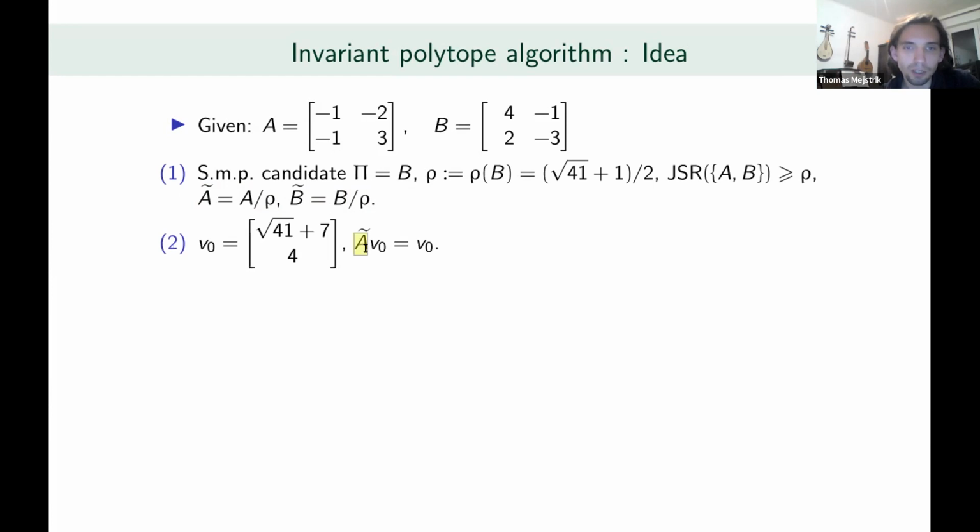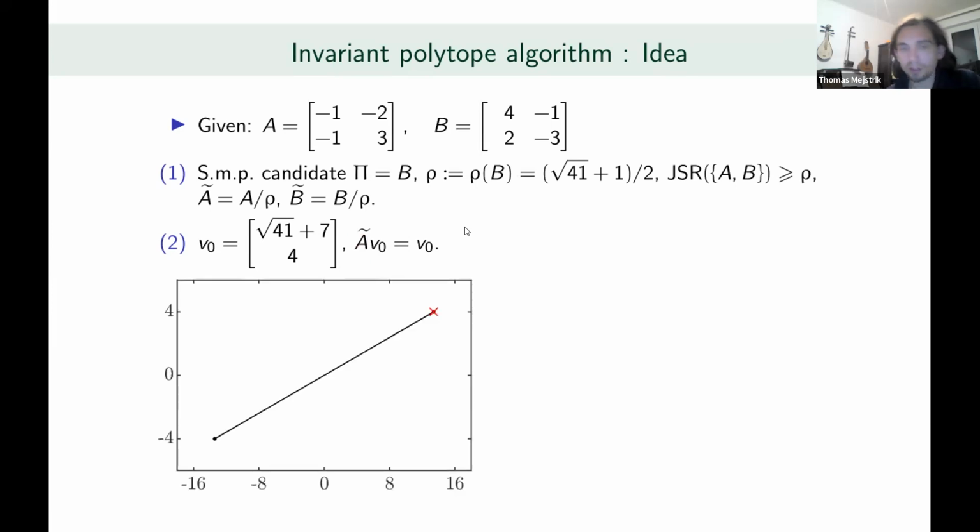Here's a typo, this is actually a B. The leading eigenvector is the eigenvector corresponding to the largest eigenvalue in modulus. Then we look at the polytope defined by this vector. This is a degenerate polytope now, but we try to construct an invariant polytope starting from this. So we look at all images of this point V0. B V0 is the same, so it's contained in the image, but A V0 is outside. So we add this to our invariant polytope and have a look whether this polytope is invariant.